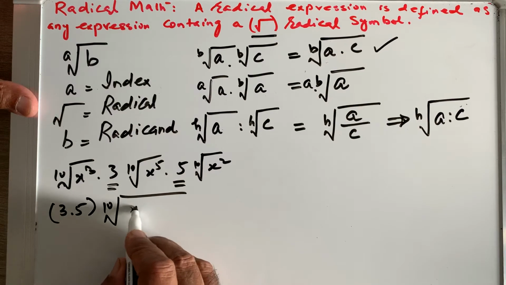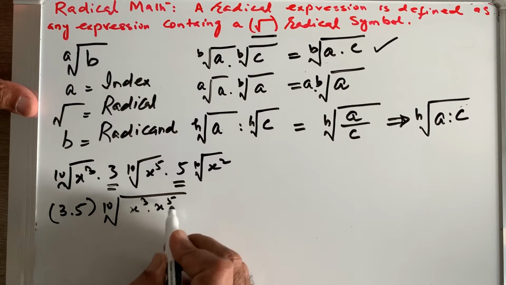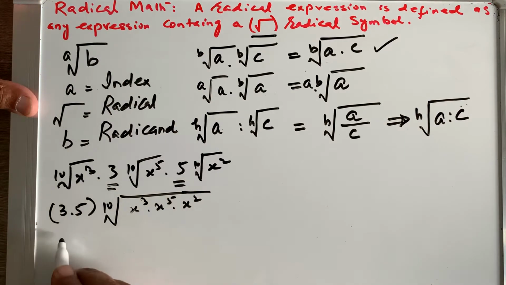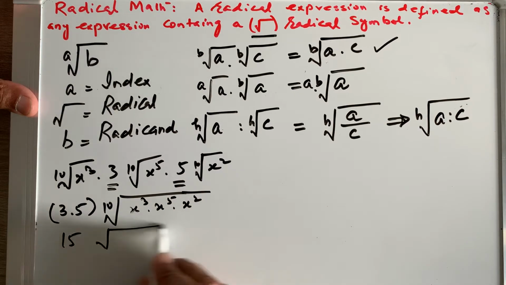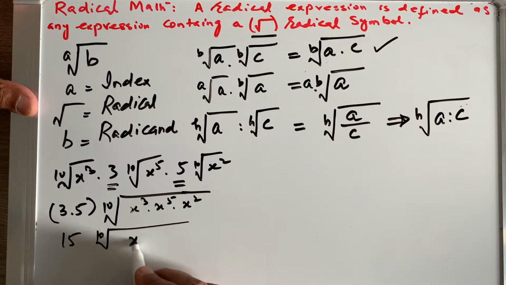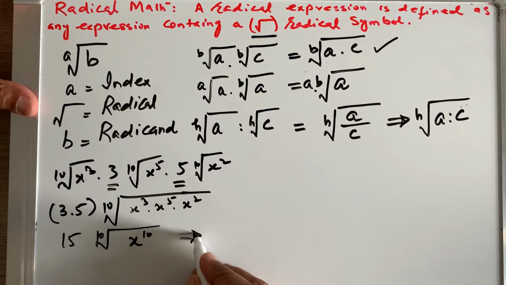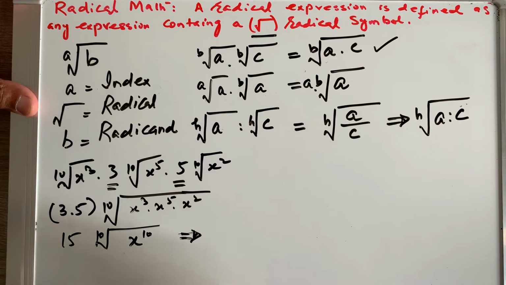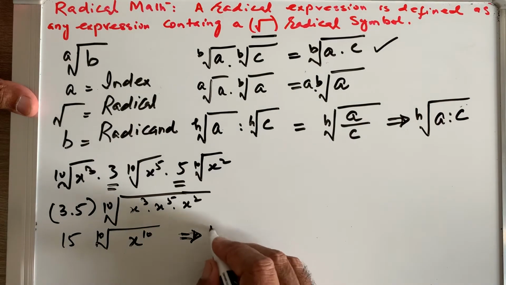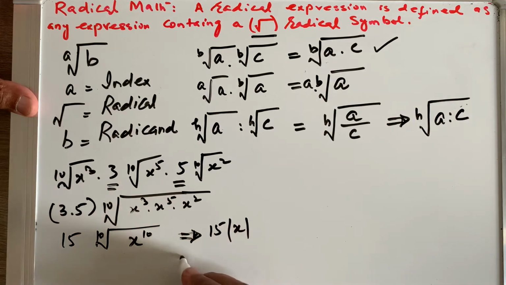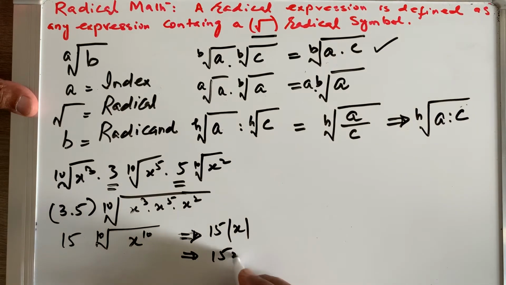So now we have x to the power 3, x to the power 5, x squared, and then I have 15 here, which will be the constant. Here I can add the exponents because this is the exponent rule. So 5 plus 3 is 8, 8 plus 2 is 10. So I have 10 as a radicand and 10 as an index. If I have 10 and 10, that means it becomes x. So 15 times x, or we can say my answer is 15x. So this is my answer for this question.